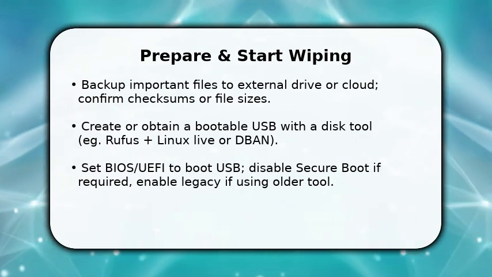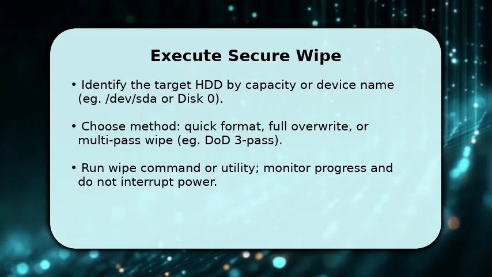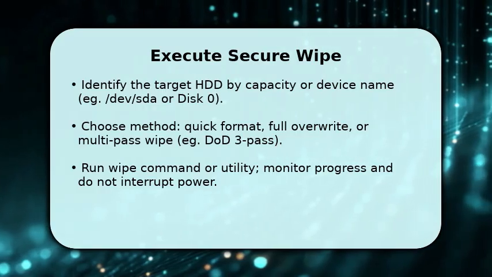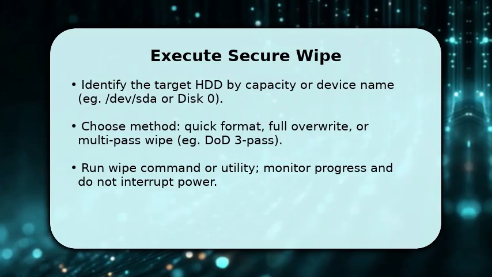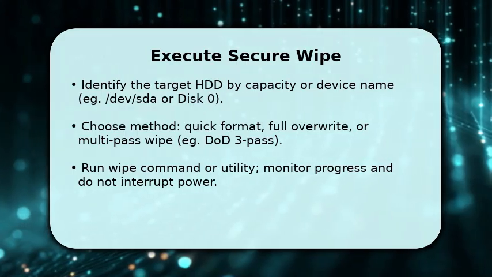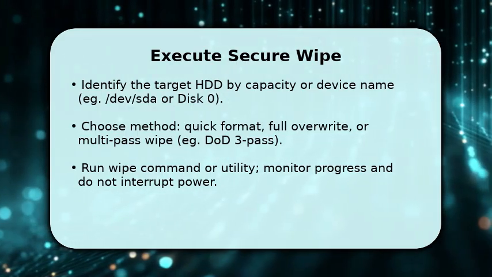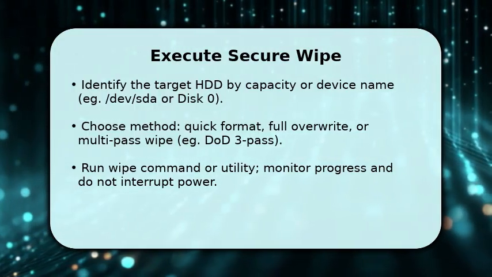You must verify the correct drive before you act, double-check size and device ID to avoid wiping the wrong disk. Next, pick a wipe method. A quick format removes file system records, a full overwrite writes zeros, and multi-pass patterns increase irrecoverability. Choose based on need. Then run the selected utility or command and watch its progress.